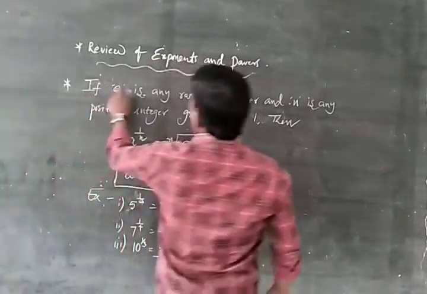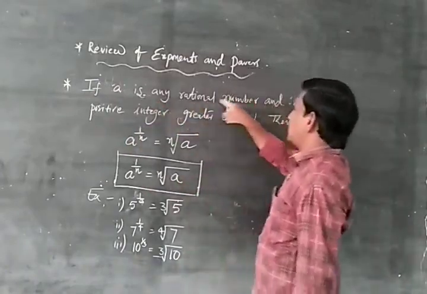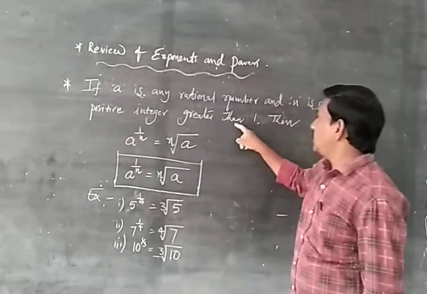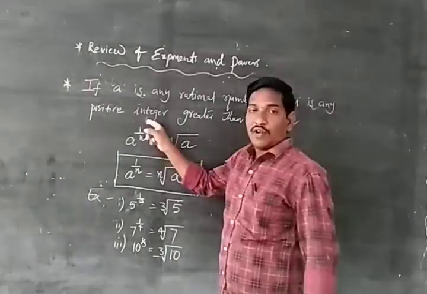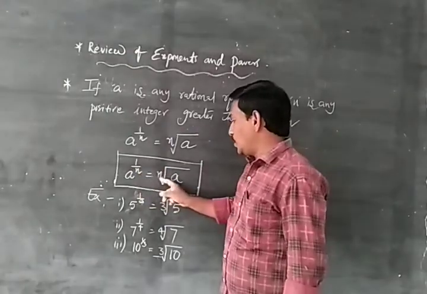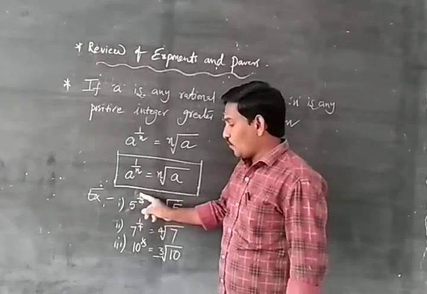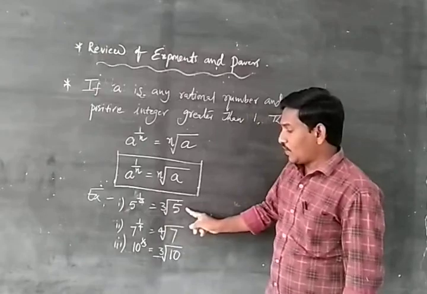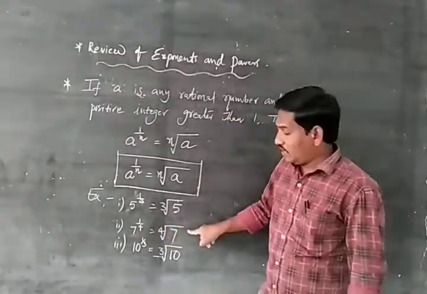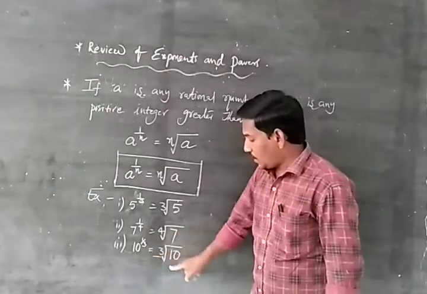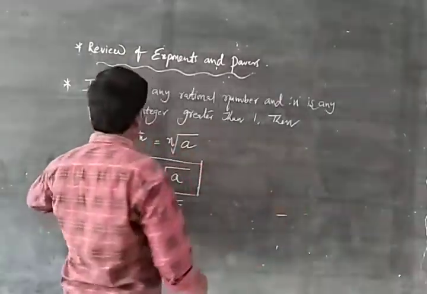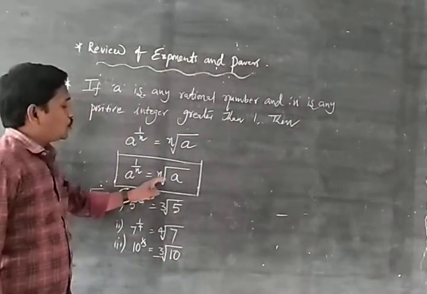Okay, if a is any rational number and n is any positive integer greater than 1, then a power 1 by n equal to nth root of a. Example, 5 power 1 by 3 equal to cube root of 5. 7 power 1 by 4 equal to fourth root of 7, and 10 power 1 by 3 is cube root of 10. Why? Because this is the formula: a power 1 by n equal to nth root of a.